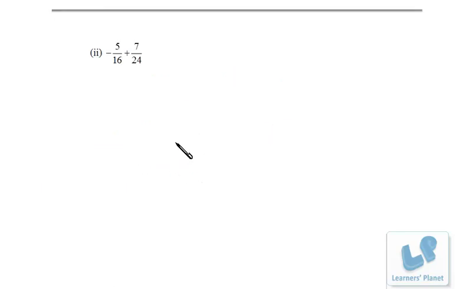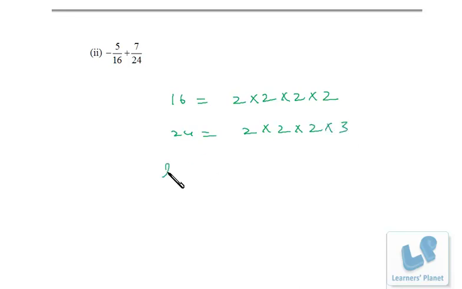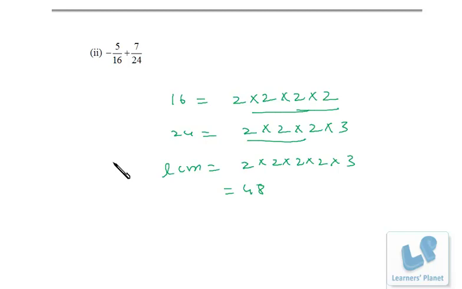Now in this question, first of all, let's find out LCM of 16 and 24. 16 is equal to 2 into 2 into 2 into 2. 24 is equal to 2 into 2 into 2 into 3. So LCM will be 4 times 2, and 1 time 3, right? So it's 48.